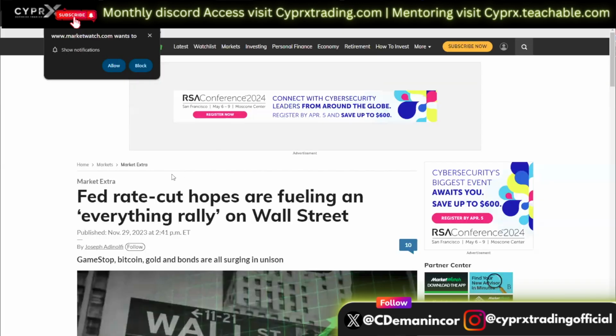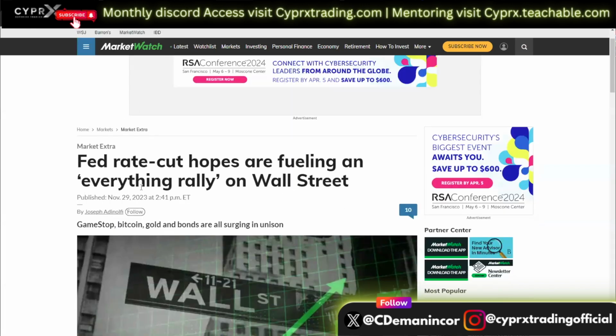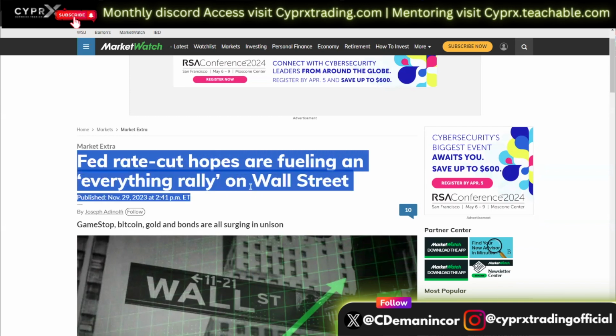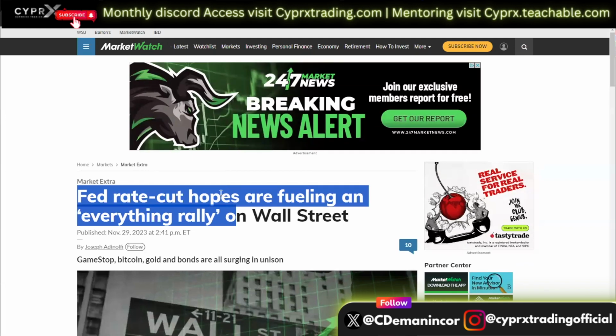We can see articles that came out last year. This is from November 2023. Fed rate cut hopes are fueling an everything rally in Wall Street. So the market was extremely ahead of itself. It was starting to price in the expectation and the hopes that at some point in time in 2024, the Federal Reserve was going to start to cut rates.